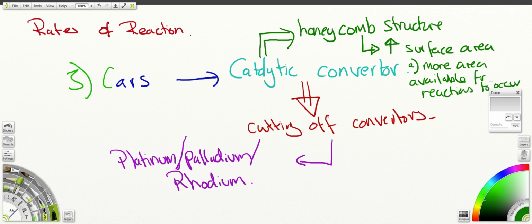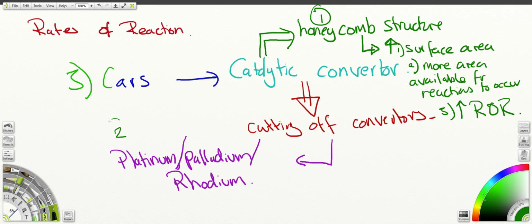And finally, number three, increased surface area and more area available is going to increase your rate of reactions. So number one, the catalytic converter has a honeycomb structure, and number two, it has a catalyst which is going to increase the rate of reaction without it being used up itself.